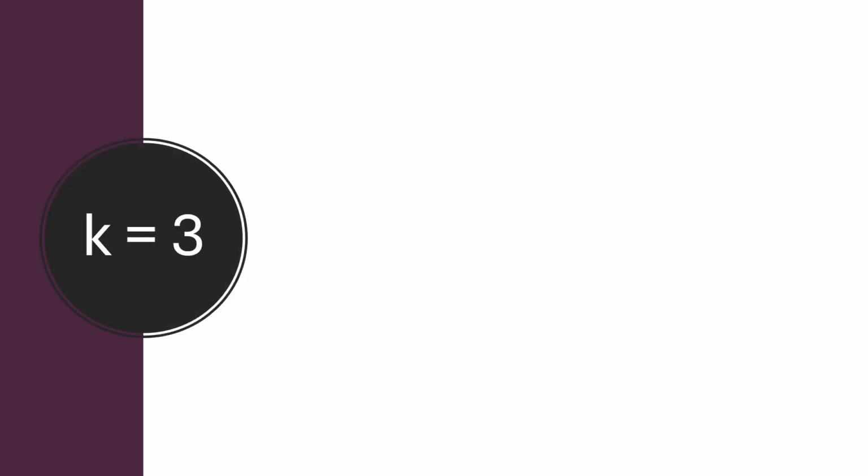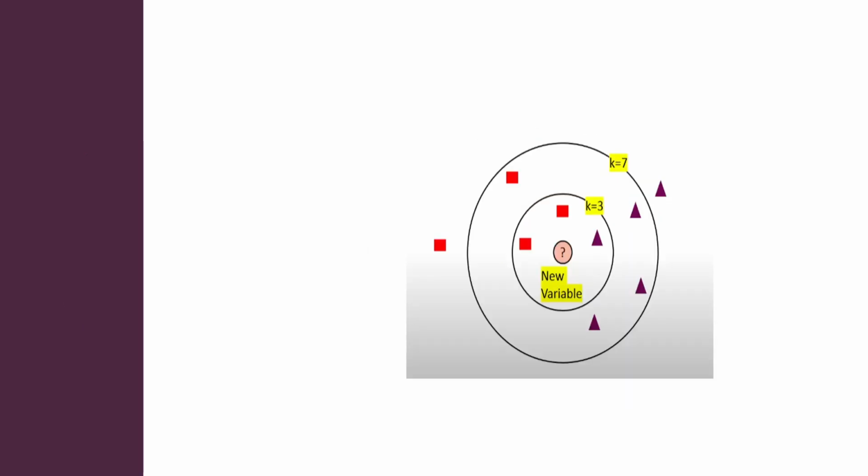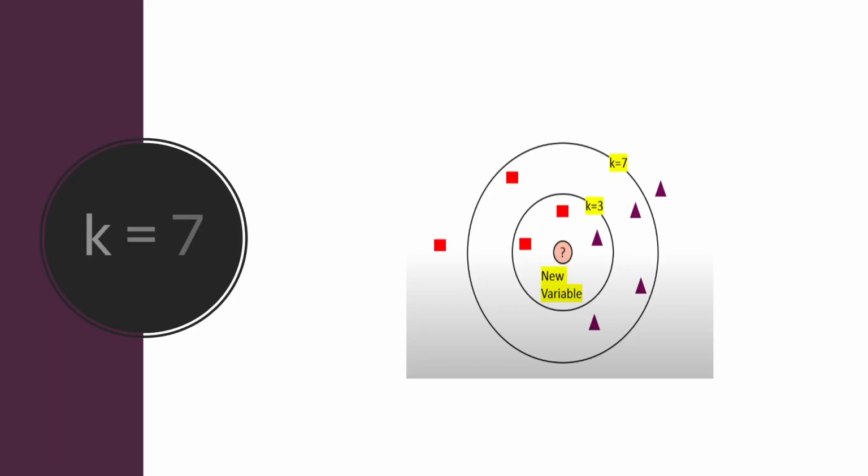Let's see, we have a data set and we set the k value equal to 3. What happens is we can see that we have three data points. Among them, two are rectangular and one is triangular. So if we want to predict from this, according to the majority, the model returns rectangular. So what happens if we set the k value to 7?